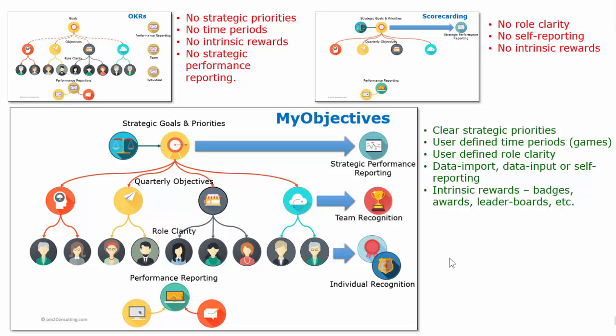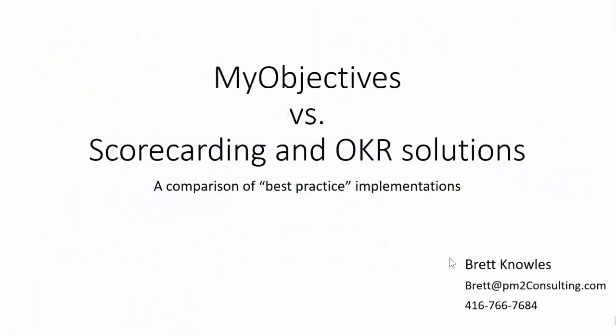And these are things that drive employee engagement, sustainability of the system. They reduce employee turnover. They improve product performance, product quality, customer satisfaction. And of course, it allows us to do that strategic performance reporting at all levels. So I hope this explains for you the difference between what is a scorecard, what is an OKR solution, and what MyObjectives brings to the table.